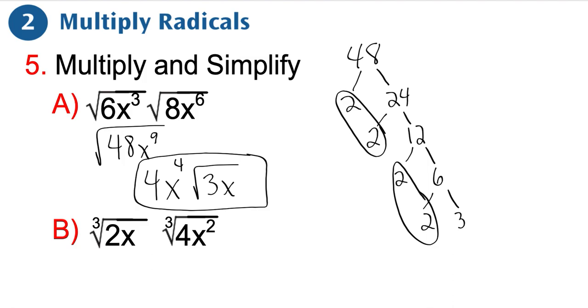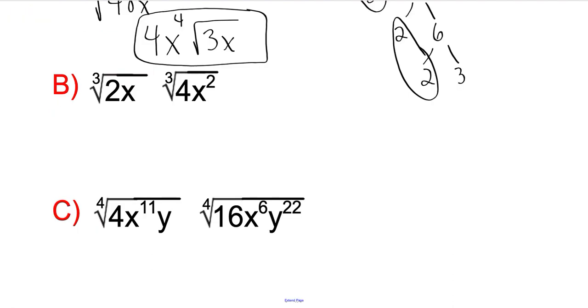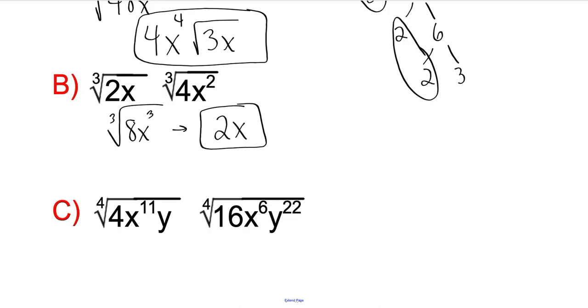Okay, so the idea is to multiply first and then simplify later. Okay, so we multiply the 2 and the 4, which gets us an 8, add the exponents, and then we take the cube root. And look at this, this is a nice cube. So cube root of 8 is a 2, cube root of x to the 3rd is just an x. Okay, and then the same thing for C.